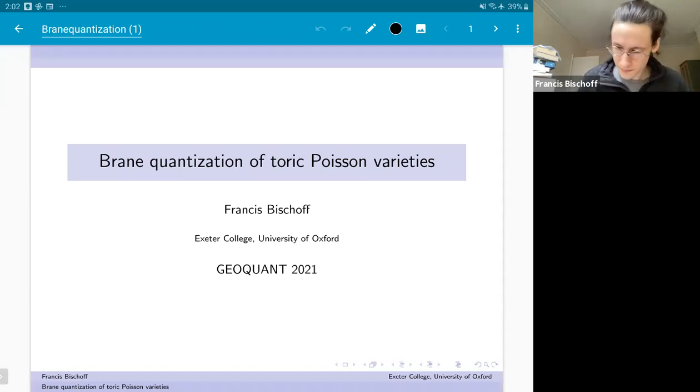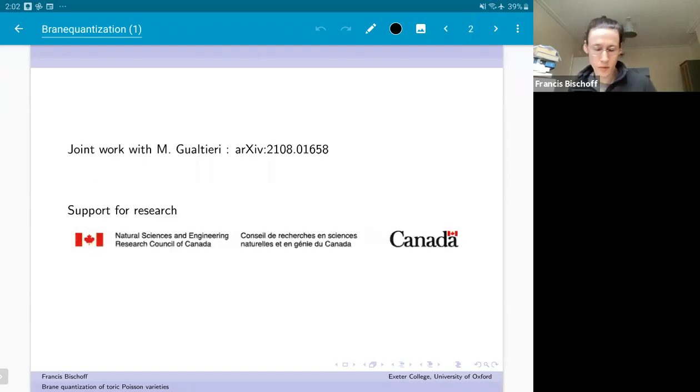So this is work that's joint with Marco Gualtieri, and we actually put a preprint on the arXiv last week about this. This work is part of an ongoing project where we're trying to use generalized complex geometry to give a geometric basis for non-commutative algebraic geometry. And in this talk, I'll be discussing how this applies to non-commutative projective geometry and deformation quantization.